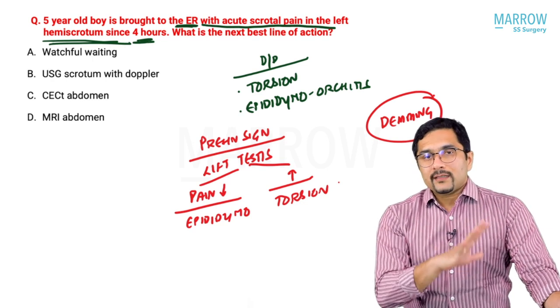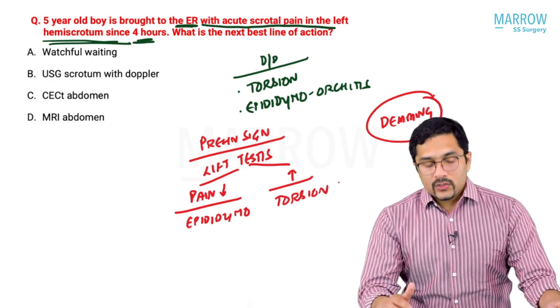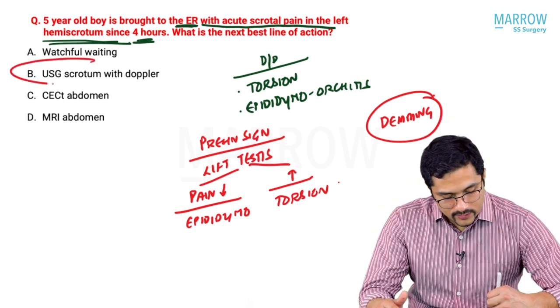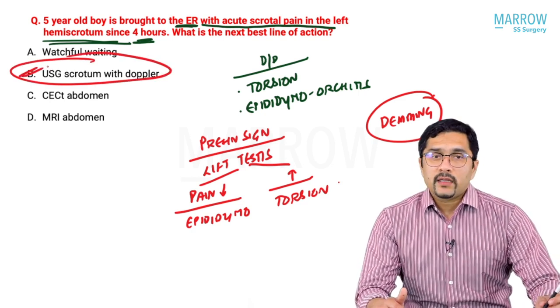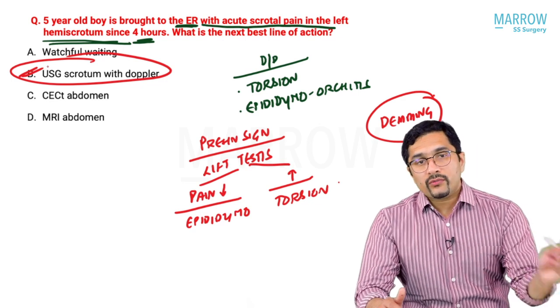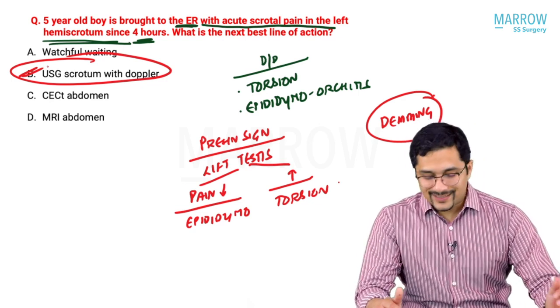But all these clinical signs have low sensitivity. So you will have to do an ultrasound scrotum with Doppler if it is available. That is what you should do to differentiate between the two conditions.